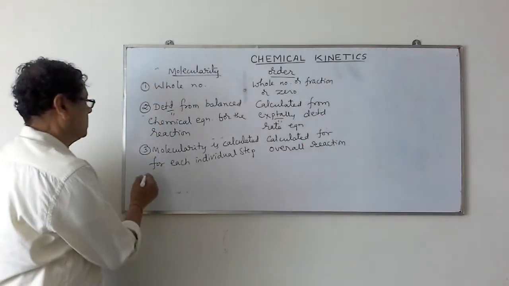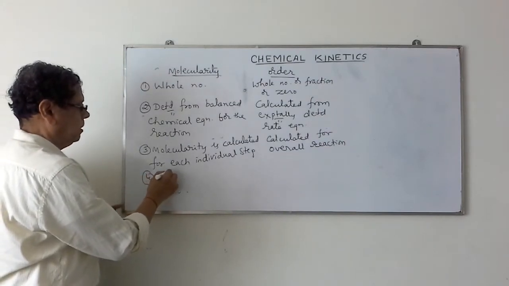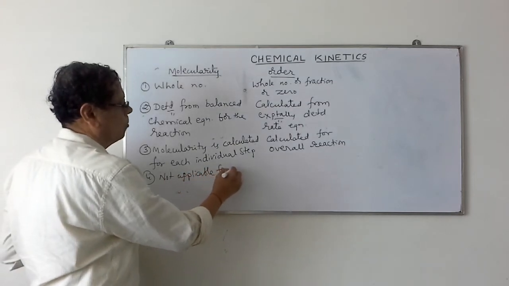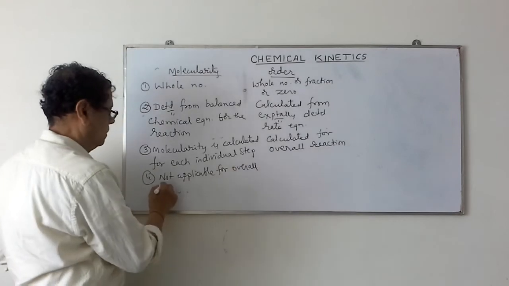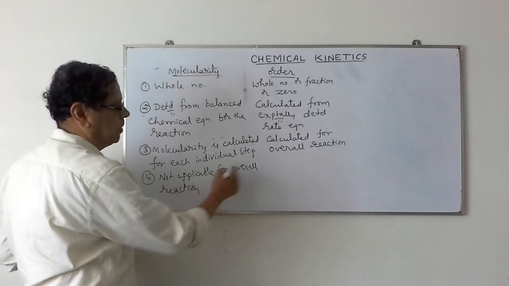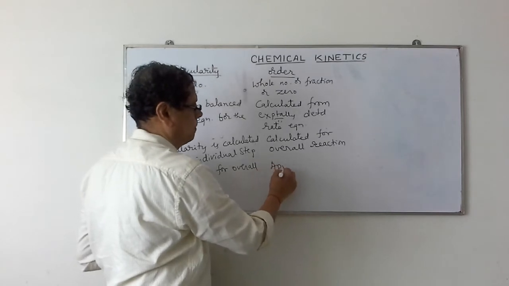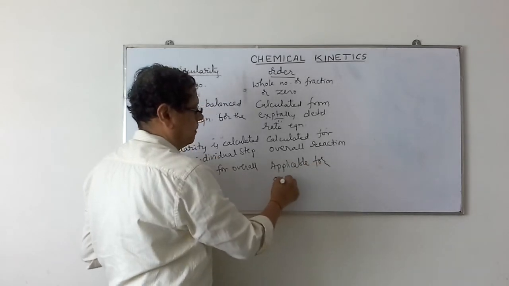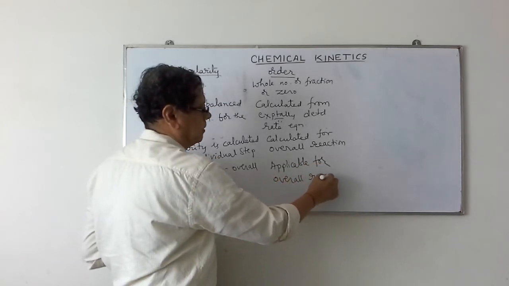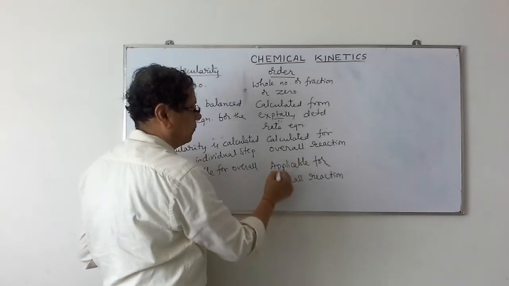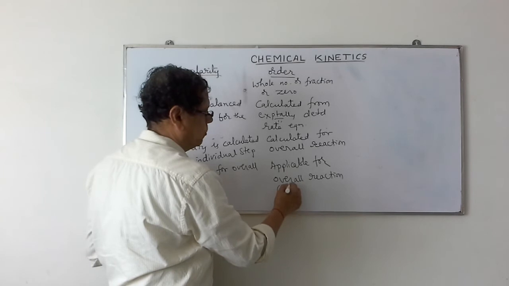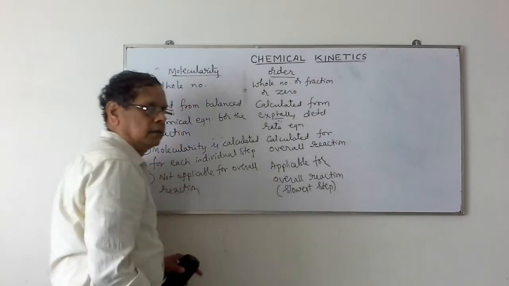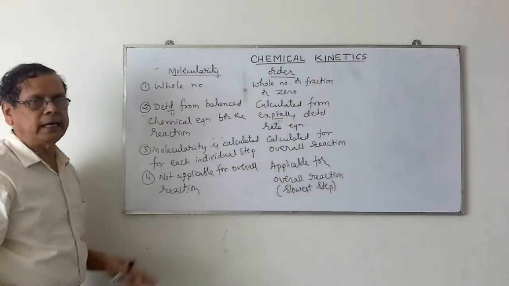So molecularity is not applicable for overall reaction. Order is applicable for overall reaction, and it is calculated from the slowest step. That is the difference between molecularity and order.